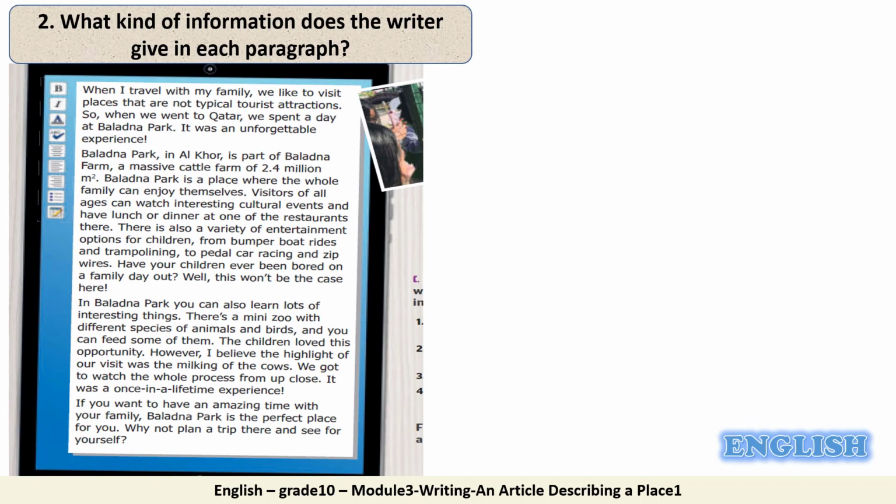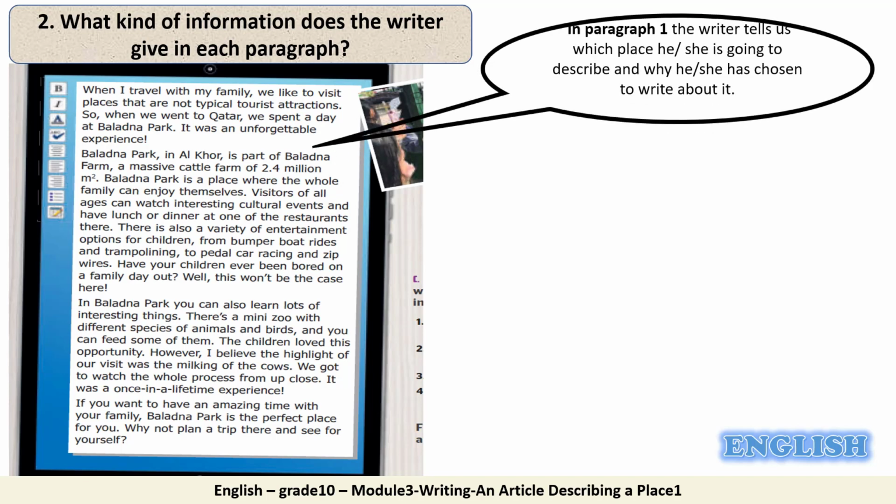Second question. What kind of information does the writer give in each paragraph? Pause the video, read the text and answer the question. Waiting for your answers. Excellent. In paragraph 1, the writer tells us which place he or she is going to describe. For example, here it's Baladna Park. And why he or she has chosen to write about it. Because it was an unforgettable experience.